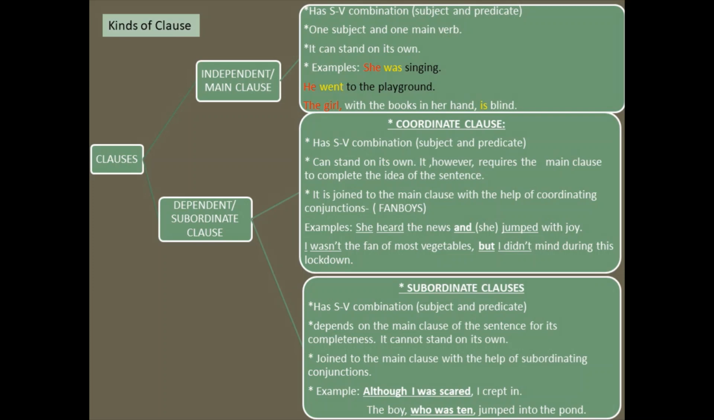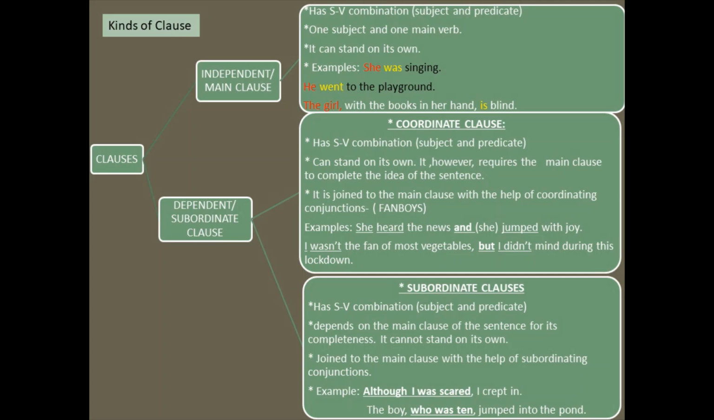This particular clause, that is the independent clause, is independent in itself. It can stand on its own. That means it can give you the complete meaning on its own. Example, she was singing. This particular sentence is a clause. It is an independent or the main clause.